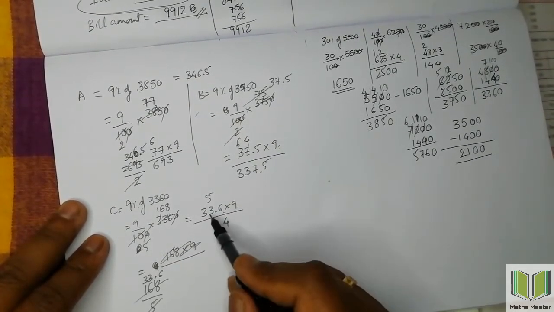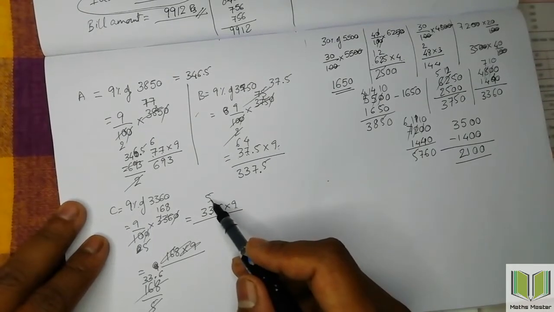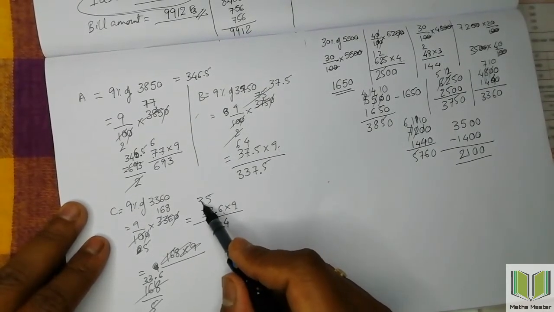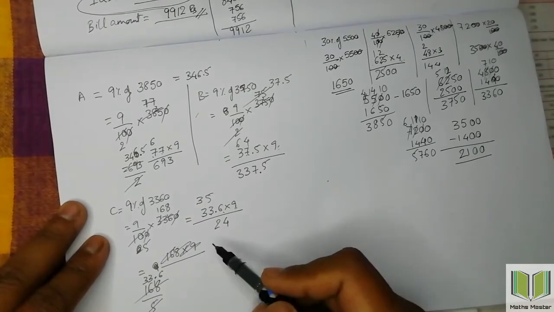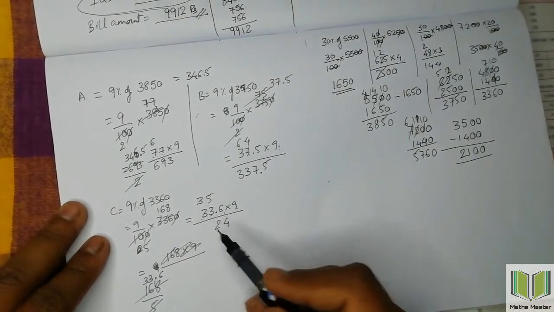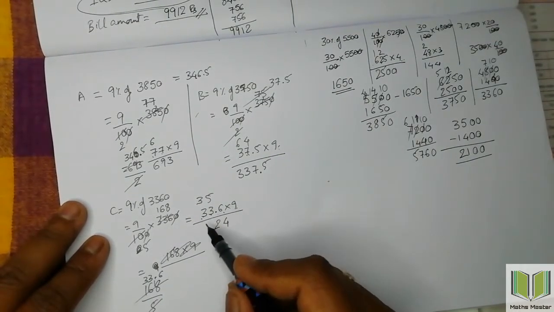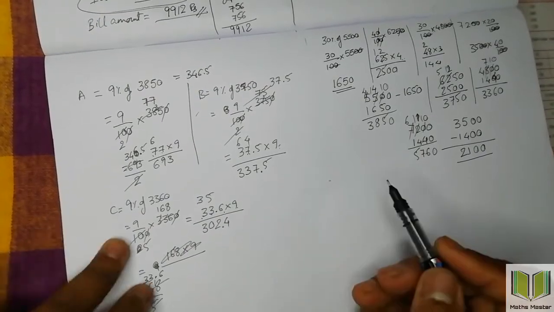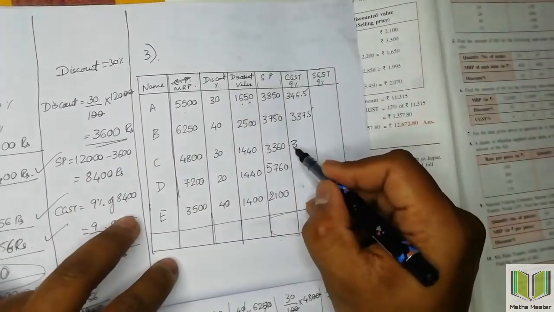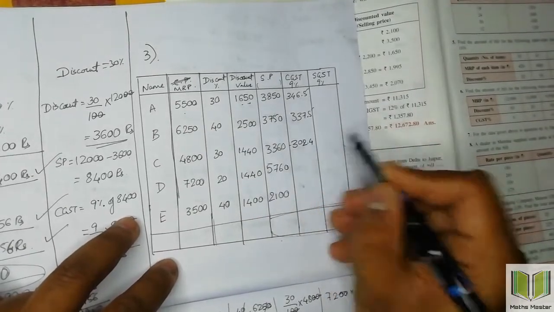9 times 3 will be equal to 27. 27 plus 5 is equal to 32. 9 times 3 is equal to 27. 27 plus 3 will be equal to 30, which is 302.4. Similarly, 5760.